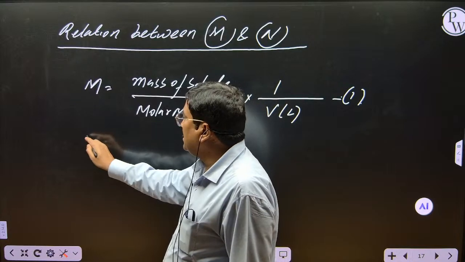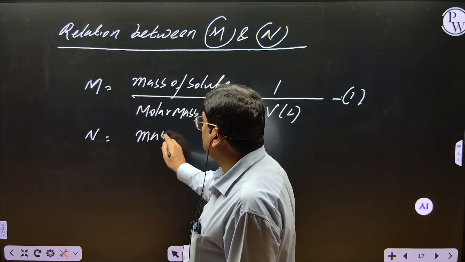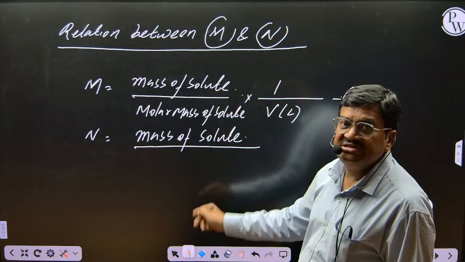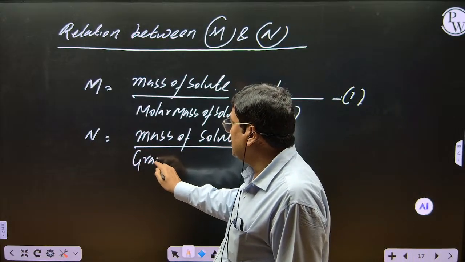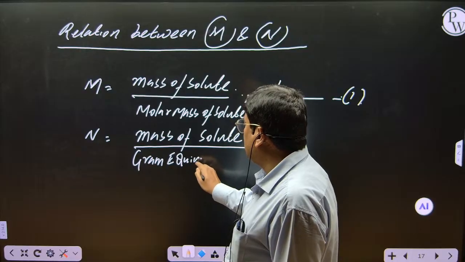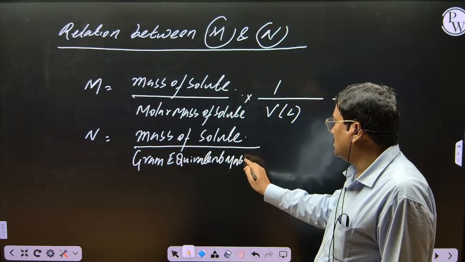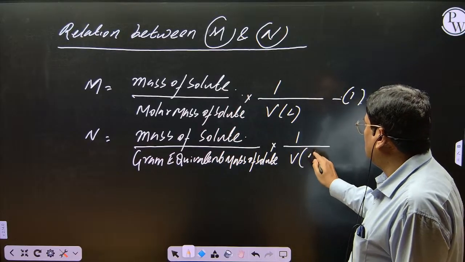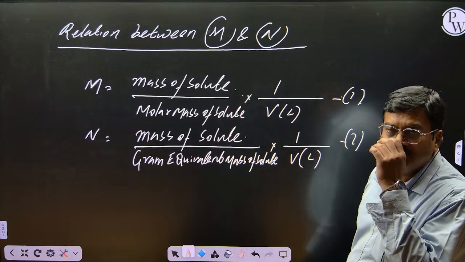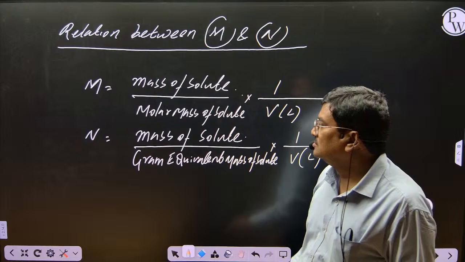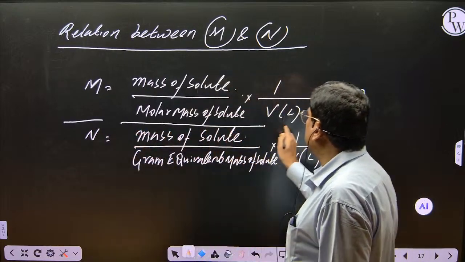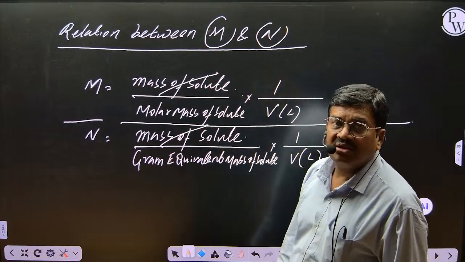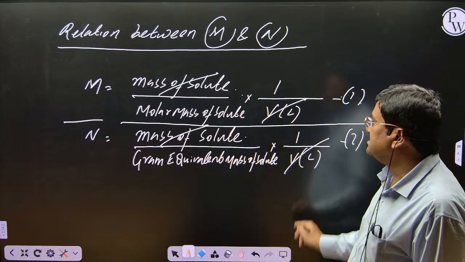Now recollect normality, what did we write? Mass of solute by gram equivalent mass of solute, GEW. What is GEW? Gram equivalent mass of solute, into 1 by volume of solution in liters. This you call equation 2. Now divide equation 1 by equation 2. We divide both of them in order to get the relation between these two. Now what can I cancel? Mass of solute cancels, and volume of solution cancels.